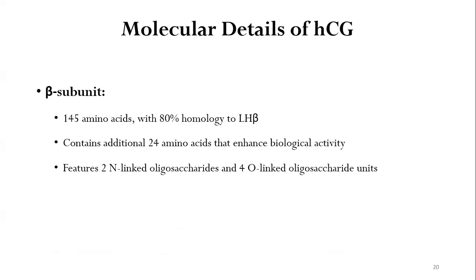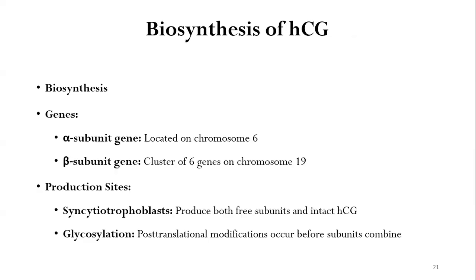So now coming to the molecular details of HCG, the beta subunit is the primary subunit, which is responsible for the unique biological and immunological properties of HCG. This beta subunit has 145 amino acids, and there is 80% homology to the LH beta subunit. It contains an additional 24 amino acids that enhance biological activity.